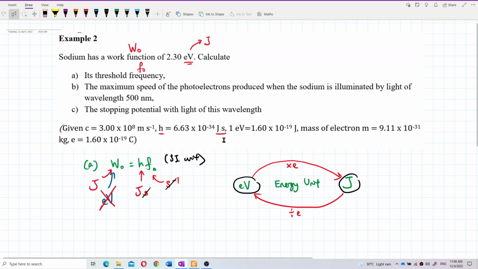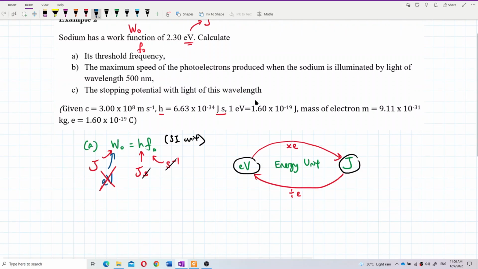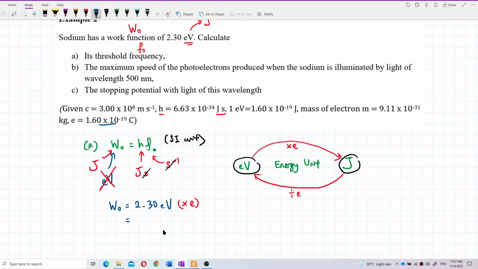Let's work it out. We have the work function, which is 2.300 electron volt. To convert to joule, we multiply by the electron charge. After multiplying, what do I get? Let's calculate. Multiply by the electron charge.